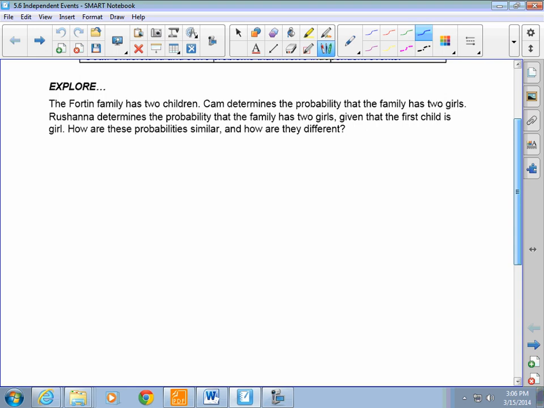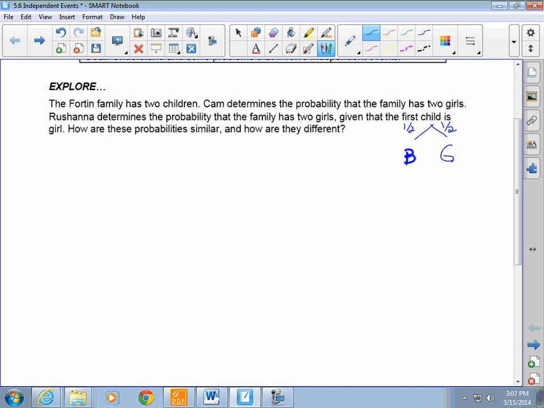So if we take a look at this using our tree diagram again, it's nice when you can use the tree diagram for the visual, and it'll help you with the calculations. They can either have a boy or they can have a girl. So the probability of them having a boy is 1 out of 2, and the probability of them having a girl is 1 out of 2.